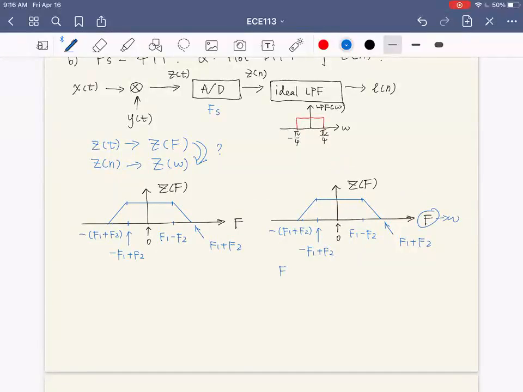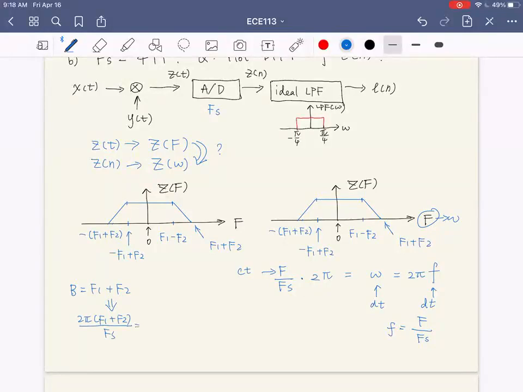So F is a frequency in continuous time domain, and omega is a frequency in discrete time. In discrete time domain, omega equals 2 pi f, and f is also in discrete time domain, and f is equal to F over fs. So we'll get the equation like this. Okay, F is continuous time, and fs is basically the sampling frequency. All right, so it becomes clear, and our originally b, which equals f1 plus f2, now should become 2 pi times f1 plus f2 over fs, right?